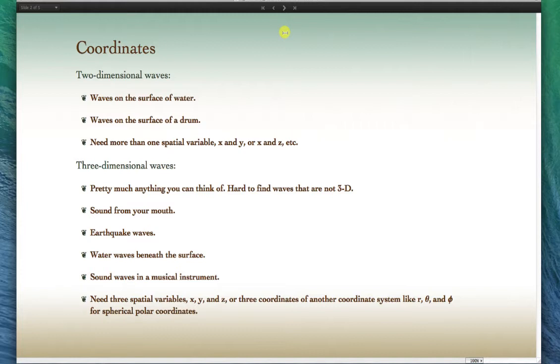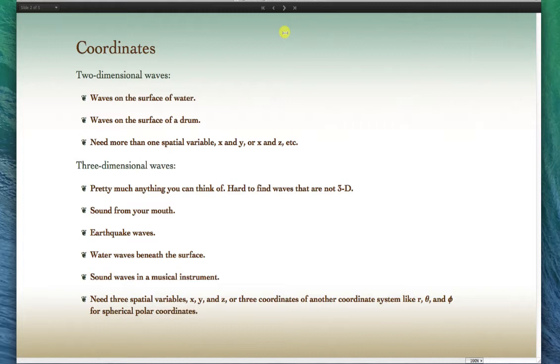But now, if we want to talk about 2-dimensional waves, we need a surface. So if we think about waves on a flat surface, like the surface of water, or waves on the surface of a drum, or waves on anything that's sort of 2-dimensional, we would need 2 coordinates, an x and a y coordinate, or maybe a y and a z, or an x and a z, depending on what coordinates you are laying out on that 2-dimensional surface. If we have 3-dimensional waves that can travel in the whole 3 dimensions of space, then we would need more than 2 coordinates. We need 3 coordinates.